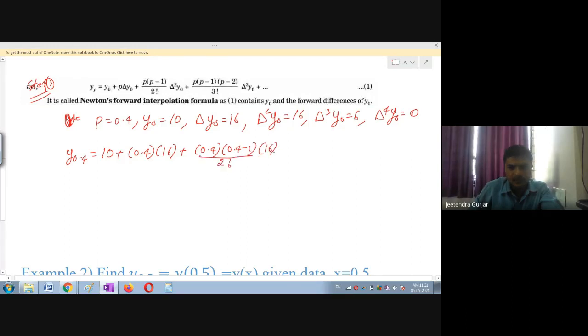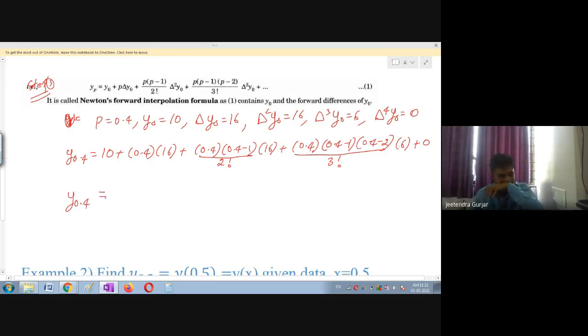Delta square y naught is 16. I'm just substituting the value. So it is p minus 1, which is 0.4 minus 1, and this is 0.4 minus 2, divided by 3 factorial, right? And this is delta cube, which is 6, plus 0, because delta raised to 4 y naught is 0, therefore the remaining terms are 0. Please tell me what is the answer. It is a simple calculation, put it in the calculator, simplify and tell me.